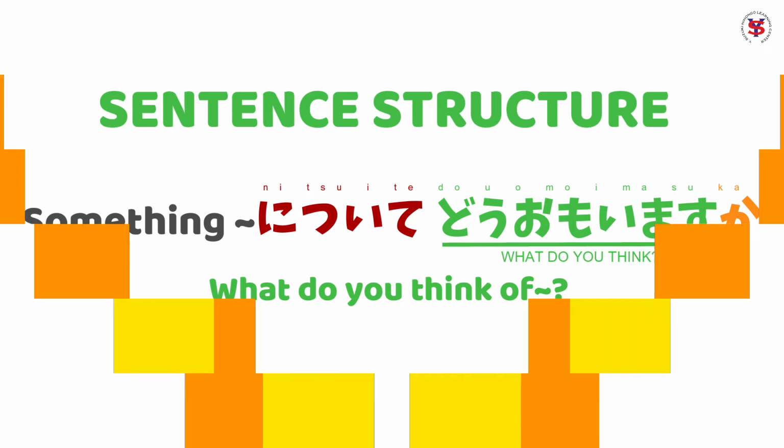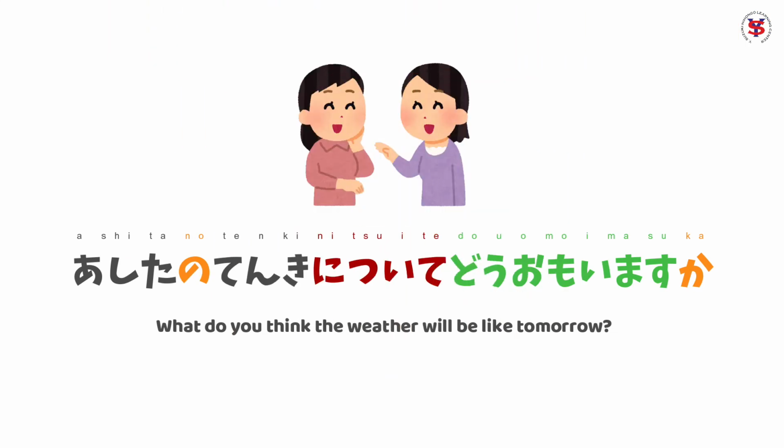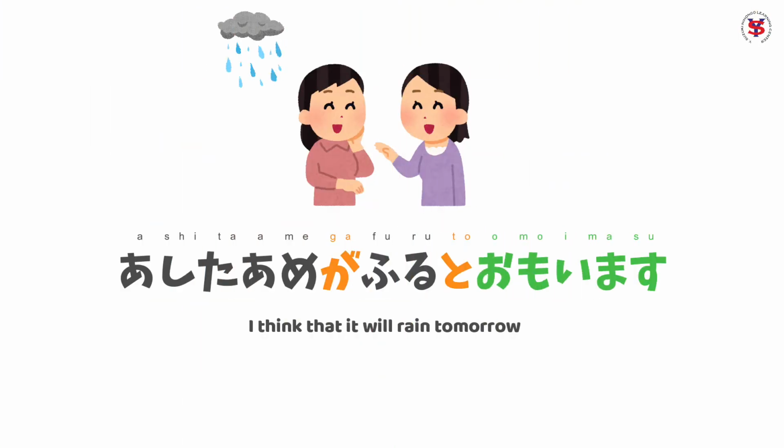For example, if we want to turn our question earlier from do you think it will rain tomorrow or 明日雨降ると思いますか into what do you think the weather will be like tomorrow, we say 明日の天気についてどう思いますか? Then we can use our phrase earlier 明日雨が降ると思います for I think it will rain tomorrow.